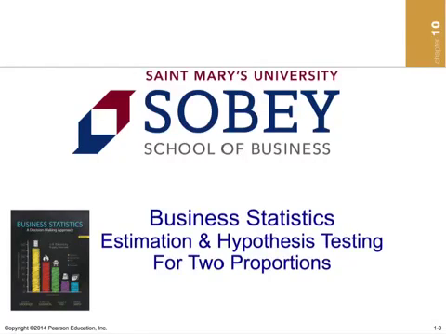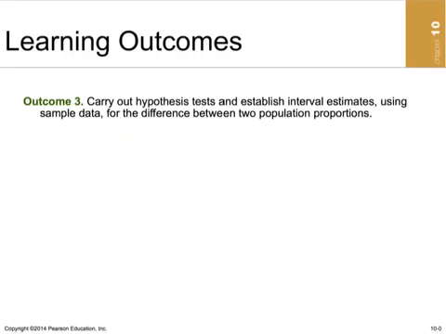This lecture examines the case of estimation and hypothesis testing involving two population proportions. We want to be able to calculate a confidence interval for the difference between two population proportions, but we also want to be able to test whether or not there's a difference between two population proportions. Now, when does this situation actually occur?